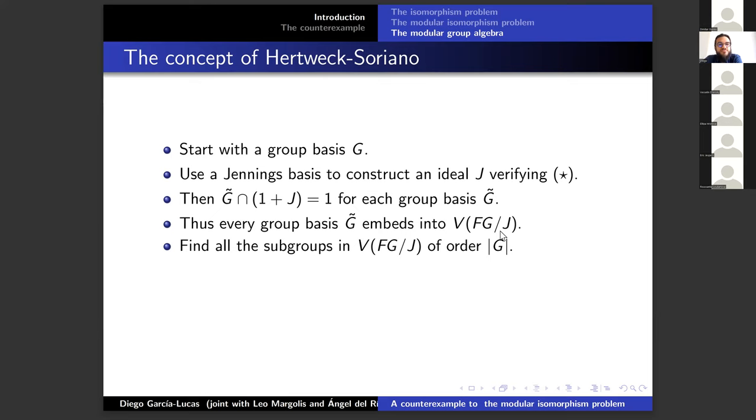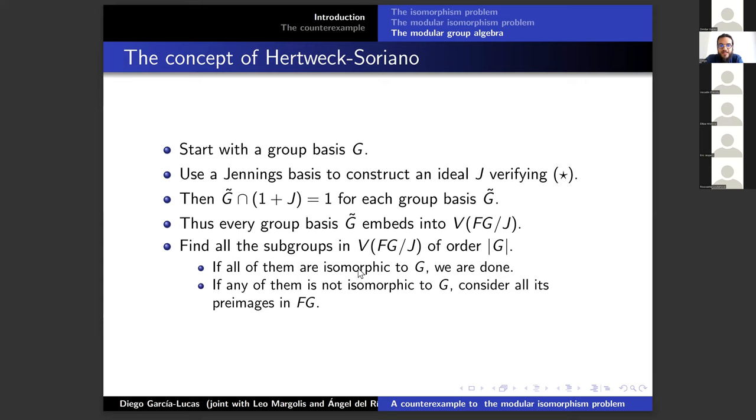Hence, if we have taken J big enough, then this group of units could be small enough so that we can work on it in an efficient way, and we can find every subgroup in this group with order the order of G. Then two things might happen. The first one is that every one of these groups is isomorphic to G. In that case, we have proved that the modular isomorphism problem holds for this group, since every group basis has to be here. On the other hand, it might happen that some of these groups are not isomorphic to G. Then one has to consider alternative arguments. For example, one has to take all the possible preimages of G in the group algebra, and this is a very difficult task. We were trying to use this argument for the groups in the next slide, how the counterexample was found.